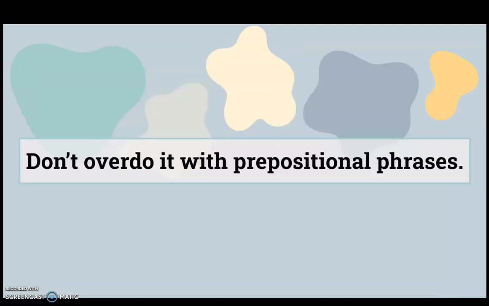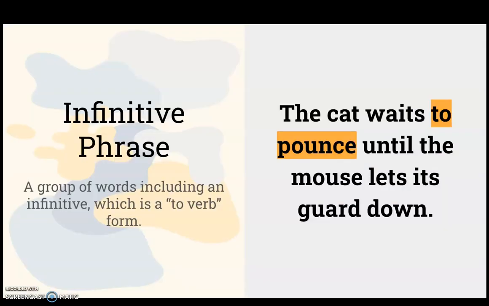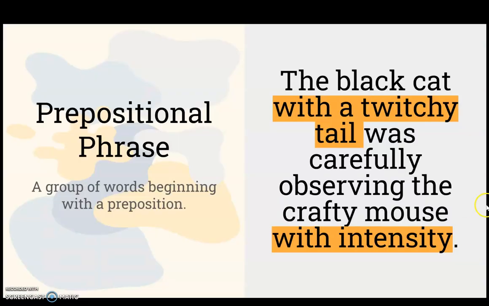When you're using prepositional phrases in your writing, be careful to not overdo it. Let me go ahead and go back. Even here, with the sentence that I gave you, with a twitchy tail and with intensity, I think that's too many prepositional phrases in one sentence. But I did want to have a couple of different examples that I could show you. So with intensity modifies the verb, with a twitchy tail modifies the cat. You can see both of them in the same sentence, but in reality, I would probably remove with intensity.